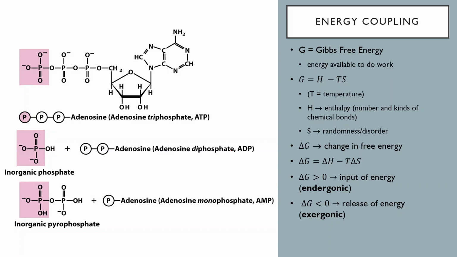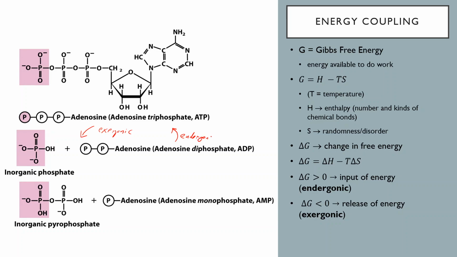It turns out that the bonds that attach those phosphates are high energy. So when we break off one of those phosphates, when we go from ATP to ADP, all we're doing is taking off the phosphate, but removing that phosphate releases energy. And it turns out that this is an exergonic reaction. And then the formation of ATP from ADP is an endergonic reaction.